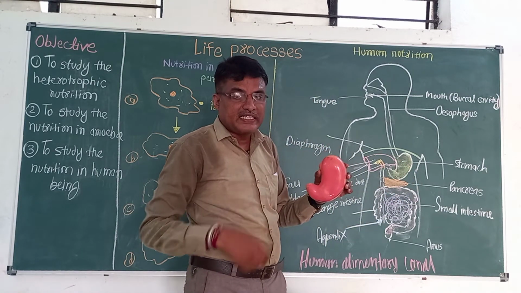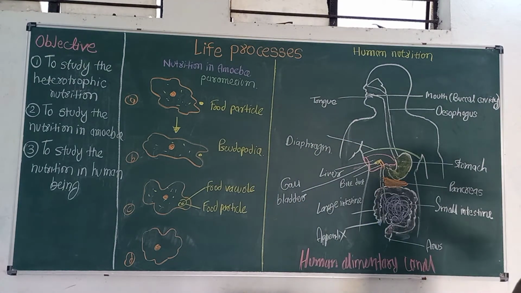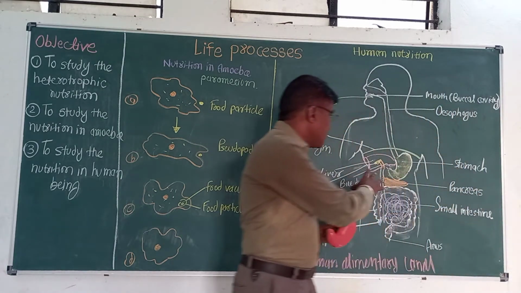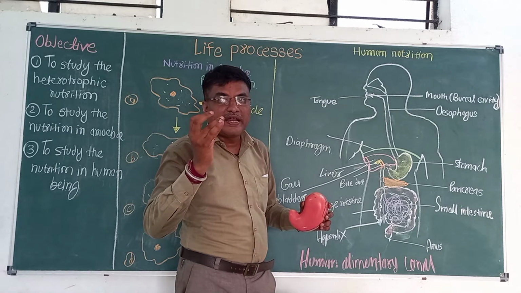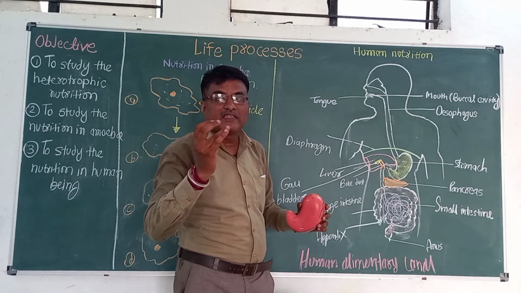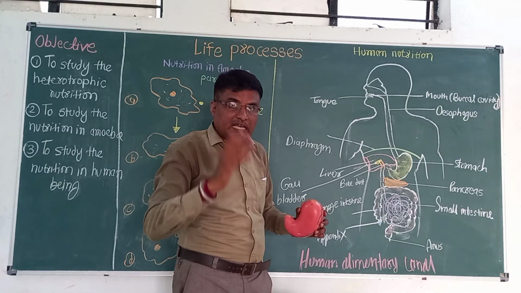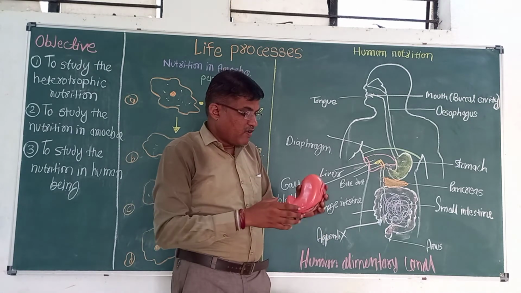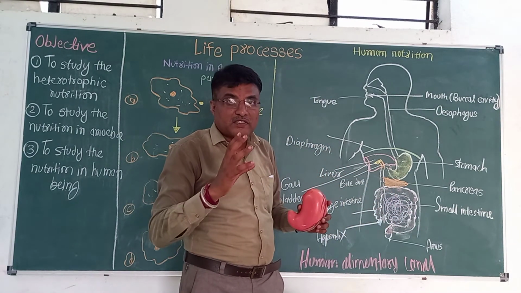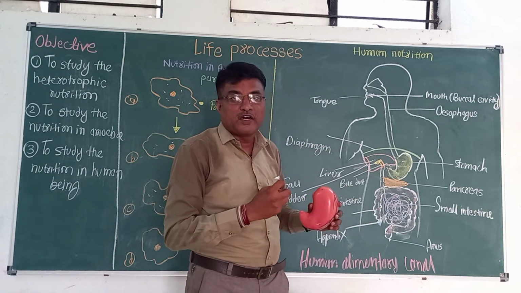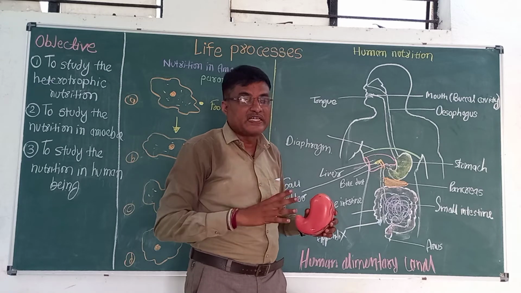Stomach has gastric glands, and what do they secrete? What is secreted by gastric glands in the stomach? Hydrochloric acid, then next pepsin, and third mucus. These three things are secreted by the gastric glands present in the stomach. What is the function of hydrochloric acid? This hydrochloric acid makes the food acidic, and that is very important for the action of the pepsin secreted by the gastric gland.